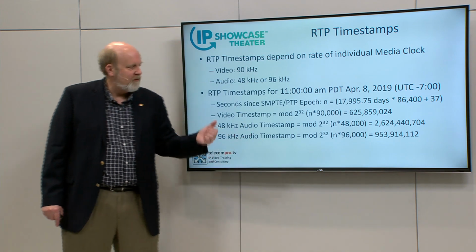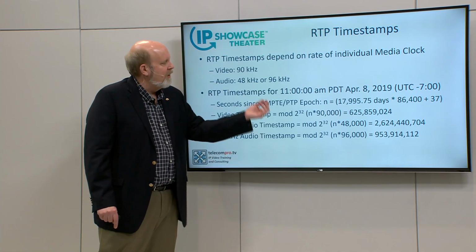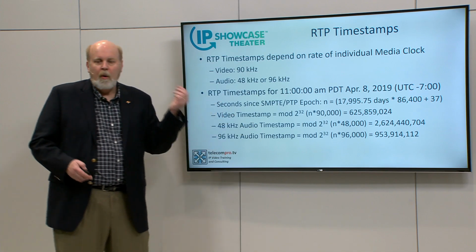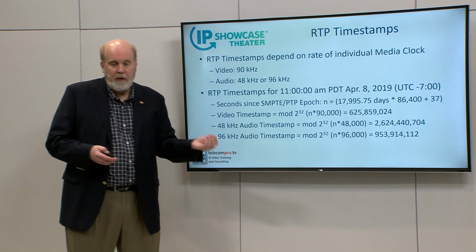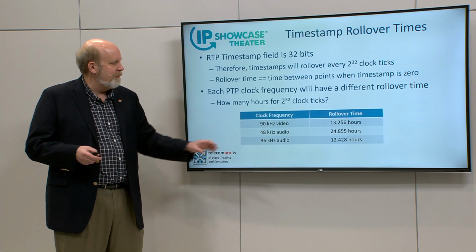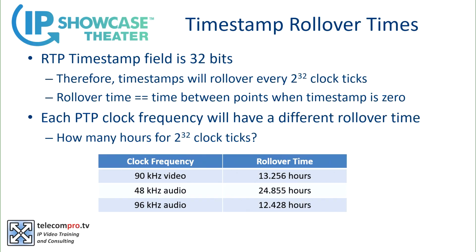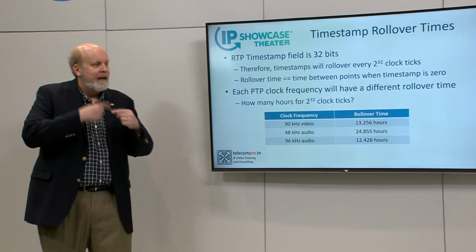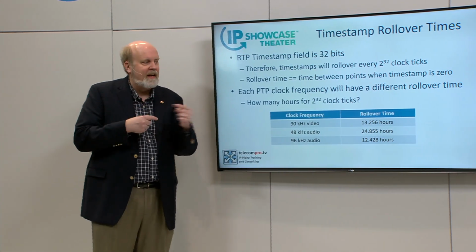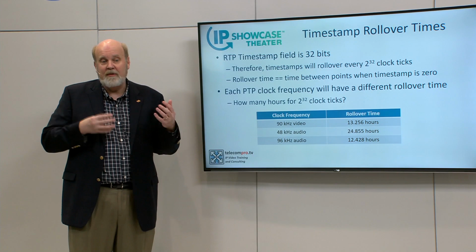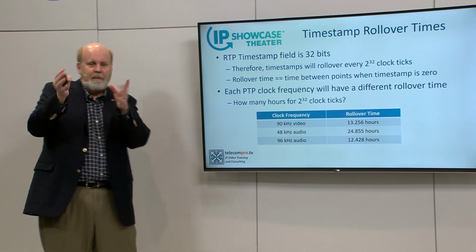Now, what's the reason for this? Well, the reason is that the clocks on these systems cycle through. They wrap around or roll over at different points of time. So a 90 kilohertz clock wraps around every 13 hours. A 48 kilohertz clock wraps around every 25 hours. And a 96 kilohertz clock wraps around every 12 and a half hours. So every 12 and a half hours, I'm resetting one of my counters. So over time, each one of them is going to be adjusted.